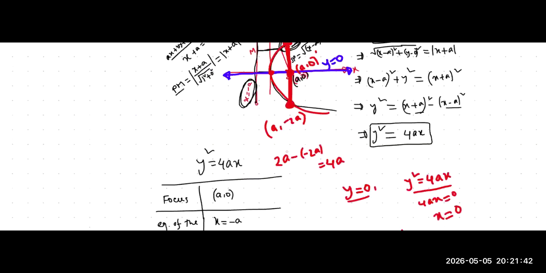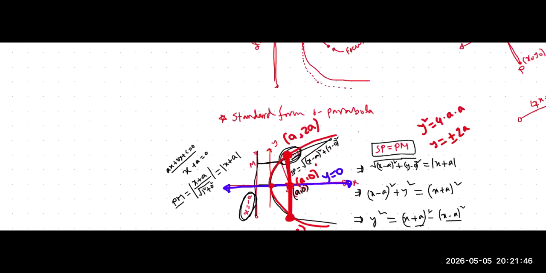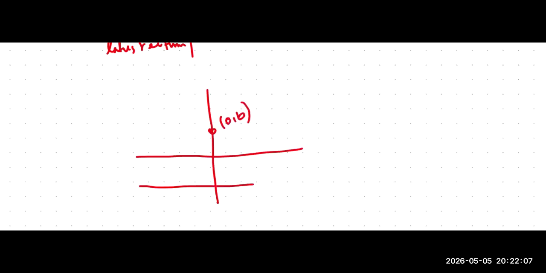Okay, so this is a standard parabola where our focus is on the x-axis and the focus is (a, 0), and the directrix is parallel to the y-axis, which is x is equal to minus a. Similarly, if we consider the focus on the y-axis, which is (0, b), and the directrix line is parallel to the x-axis, in that case our parabola will be something like this.